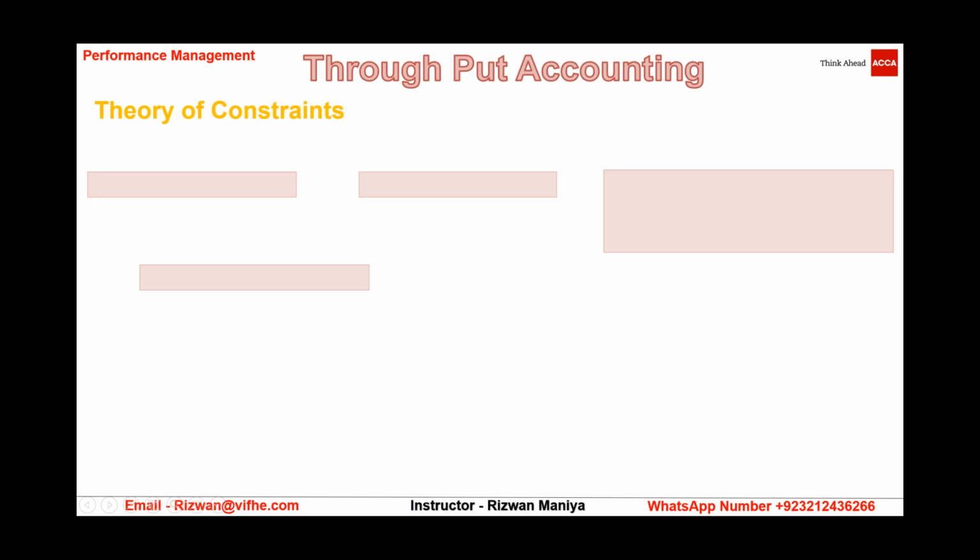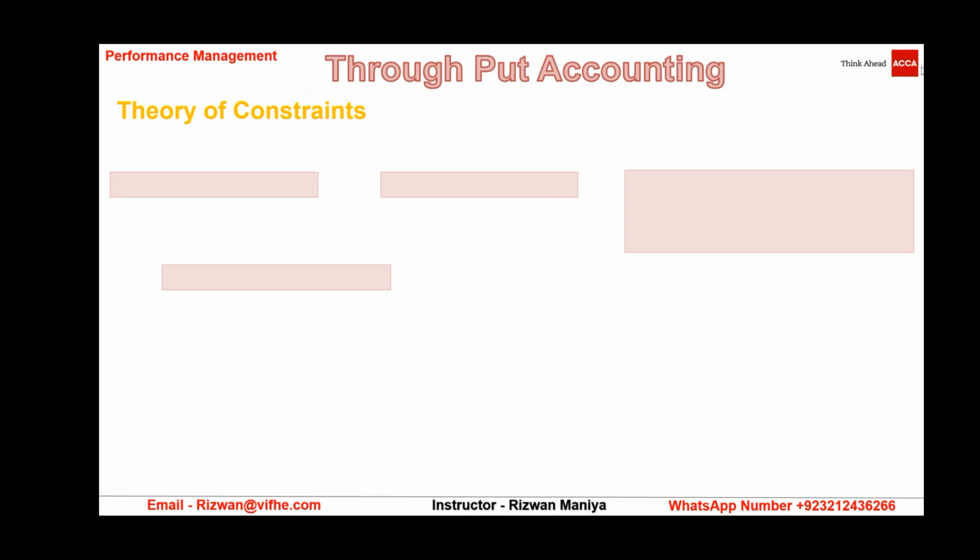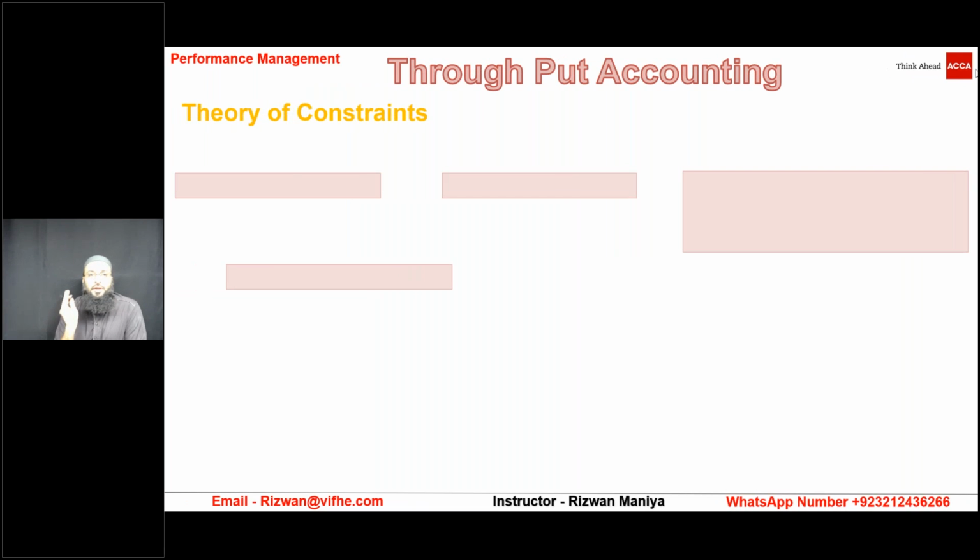Theory of constraint is a theory which says that every organization is faced with a limiting factor. Limiting factor is what? Limiting factor is the constraint, I would say. You can even call this limiting factor a bottleneck resource. So this is basically theory of constraint.